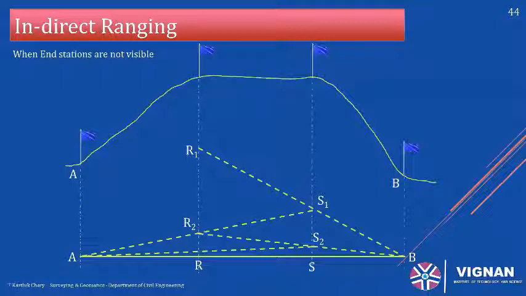So what we do is we ask two follower men to hold their ranging rods and go up the hill. Let me say those two gentlemen have fixed their points as R1 and S1 in such a way that R1 stands behind the ranging rod and judges S1 to be in line with B.